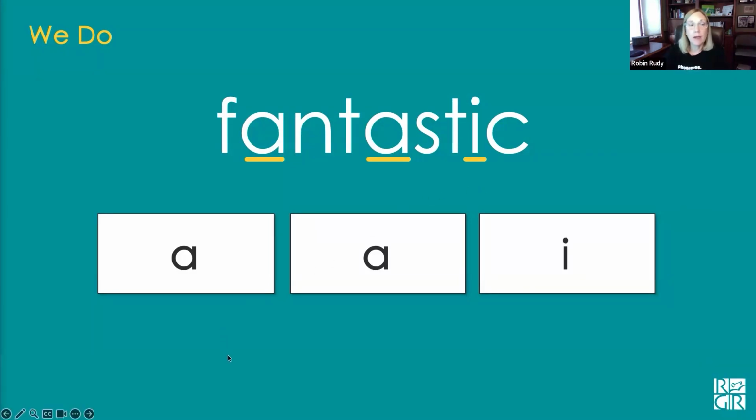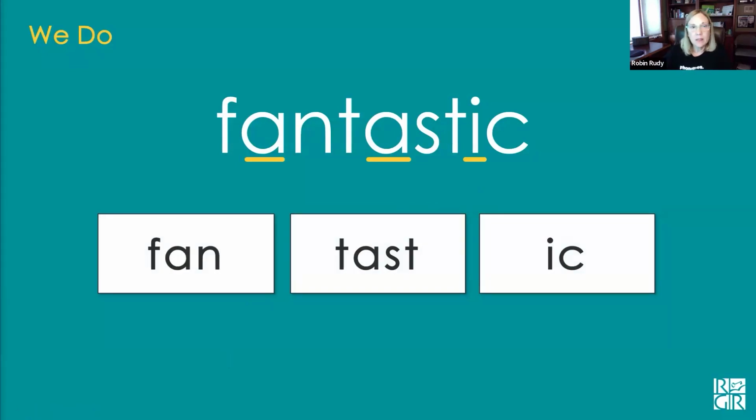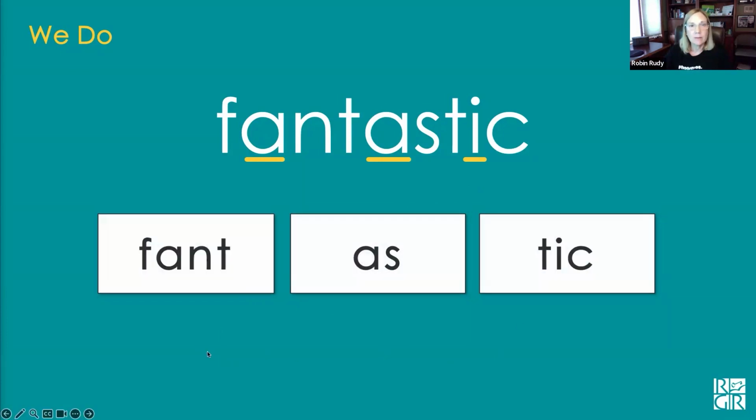Okay, so I'm wondering if anybody did this. Does it work? Do we have 3 closed syllables? Yeah. Short vowel phoneme: fan, tast, ick, fantastic. How about this? I still have 3 closed syllables: fant, ass, tick, fantastic. But I'm willing to bet that most of you did this because we love our patterns and we love our CVC words. Fan, tast, tick, fantastic. So either one of those gets us to the word fantastic.